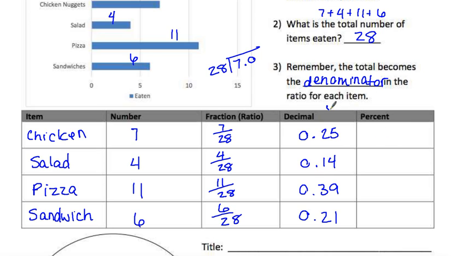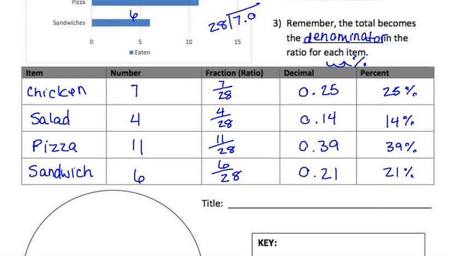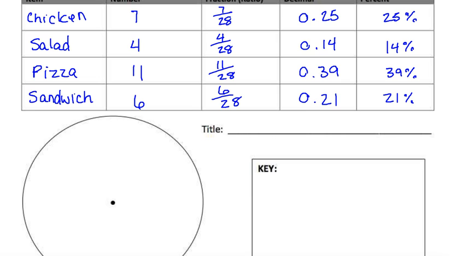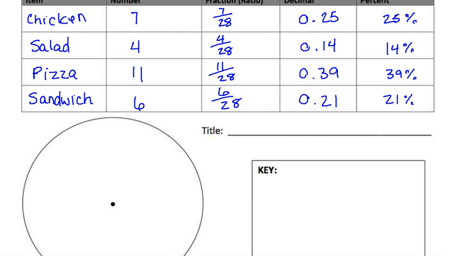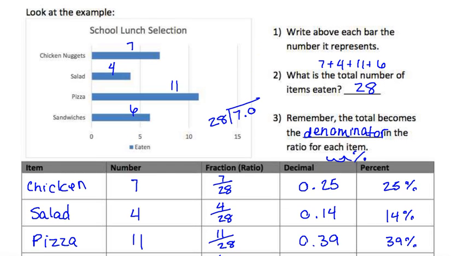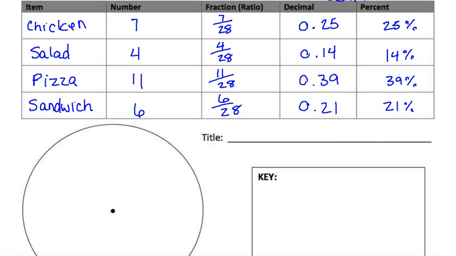Percentage, remember you move the decimal towards the percent sign. So this is 25%. This becomes 14%. This one becomes 39%. And this one is 21%. Now, some of those are not happy percentages, and that's okay. We can work with them. They're not percentages that are close to the ones that we've memorized. So the title for this is the same title that's going to be the same for the bar graph, school lunch selection. So we're just going to write school lunch selection.